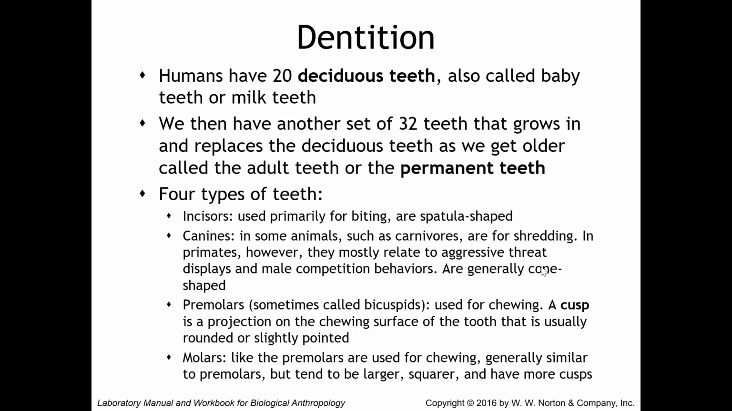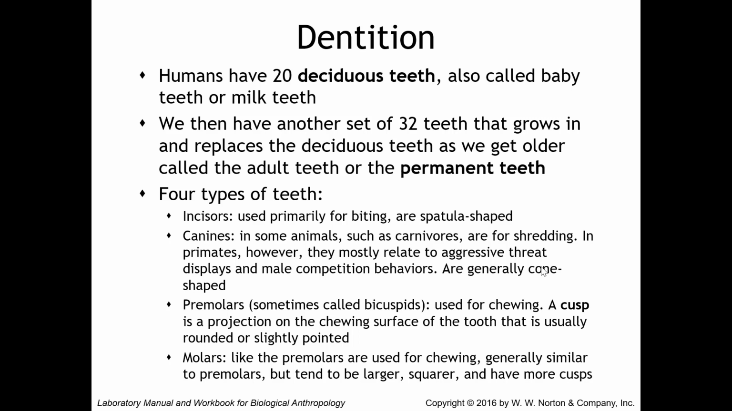So humans have 20 deciduous teeth. They're also called our baby teeth or our milk teeth. They will typically consist of 8 incisors, 4 canines, and 8 molars. We then have another set of 32 teeth, and they grow in and replace the deciduous teeth as we get older. And these are called our permanent teeth.